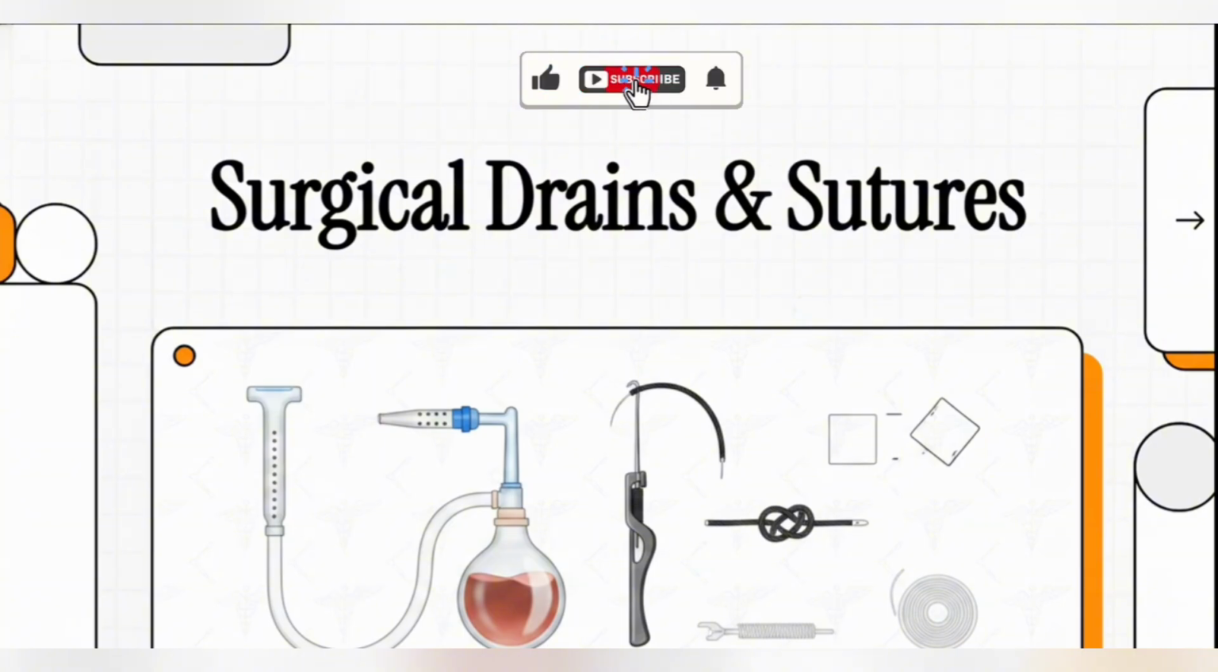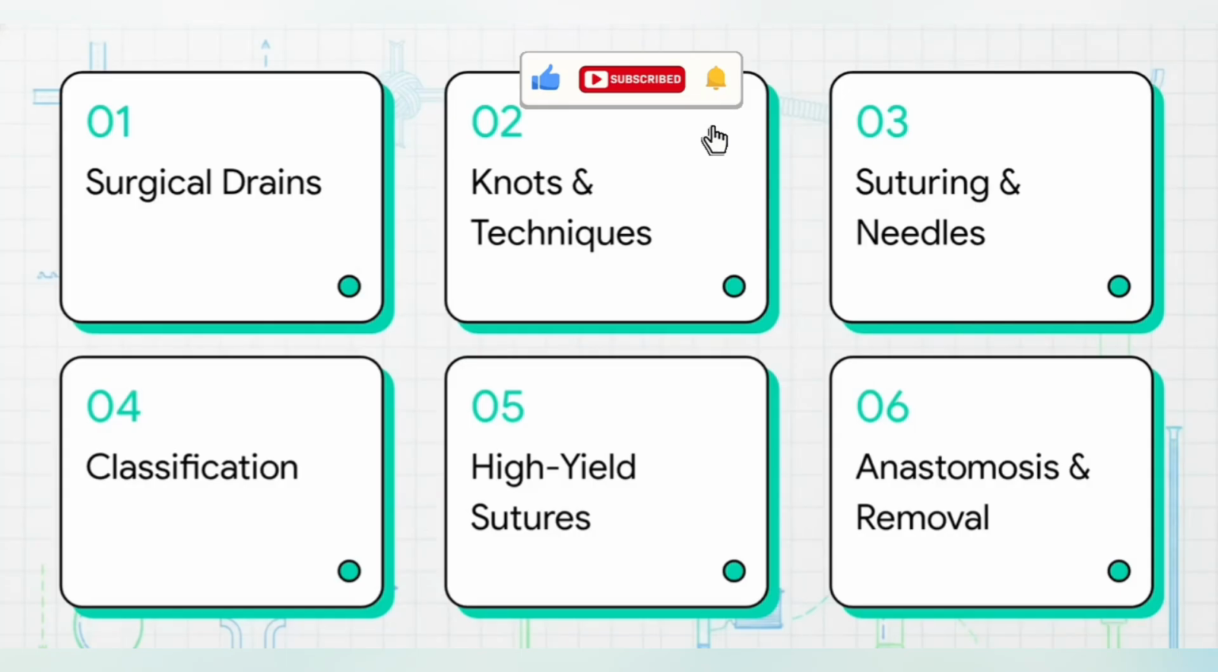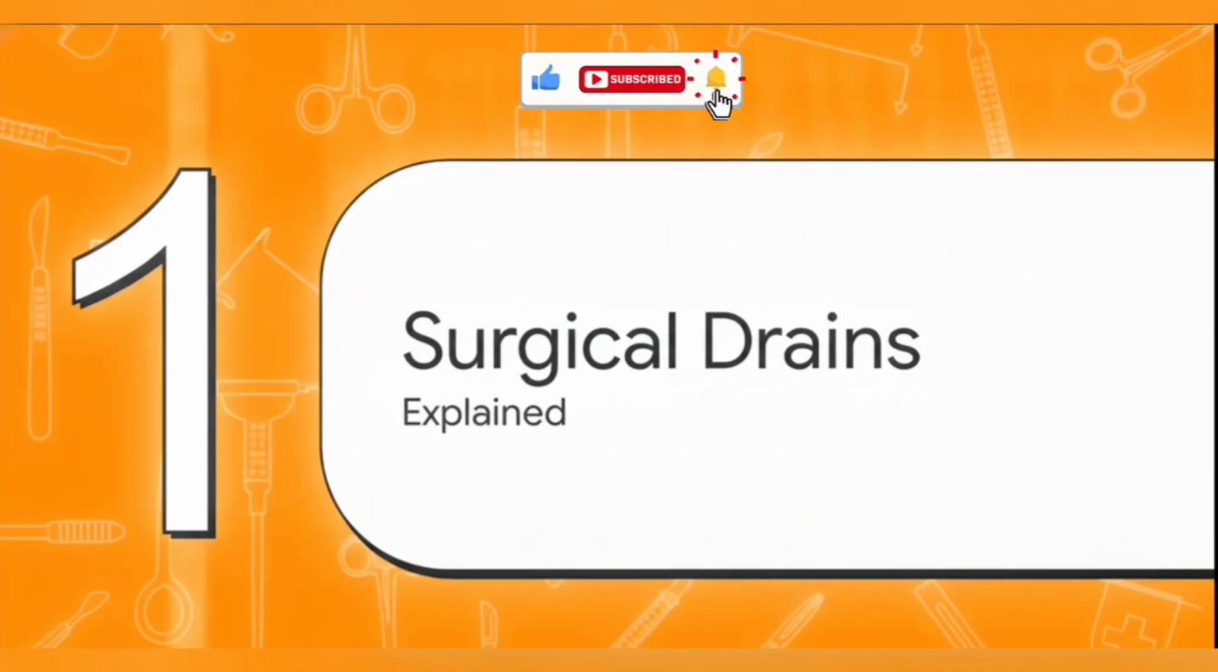Let's get started without wasting time. Let's quickly look at today's syllabus. We'll cover Section 1 on surgical drains, Section 2 on knots and techniques, Section 3 will be suturing principles and needles, Section 4 is suture classification, Section 5 is high-yield sutures and uses, and finally, Section 6 covers anastomosis and suture removal. Alright, starting off with Section 1, Surgical Drains Explained.